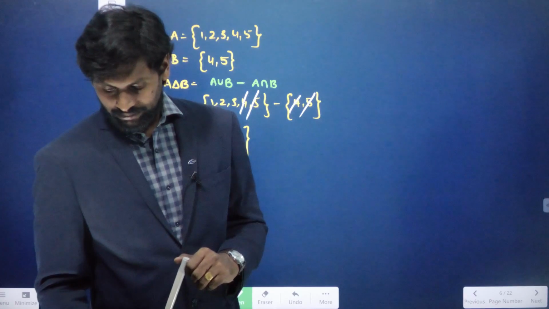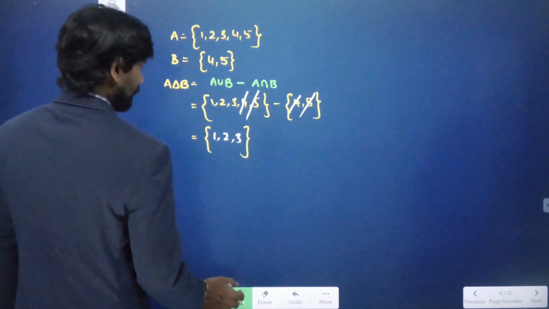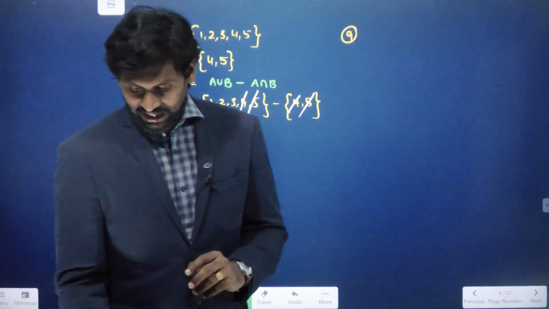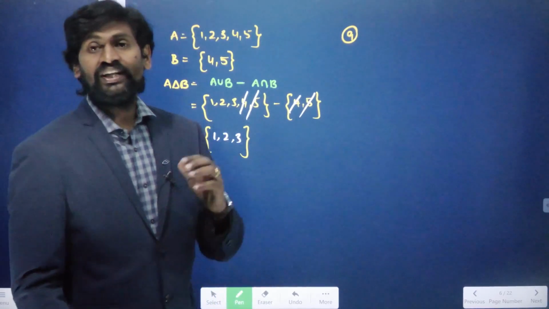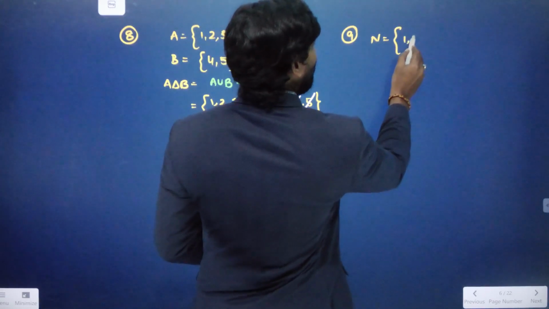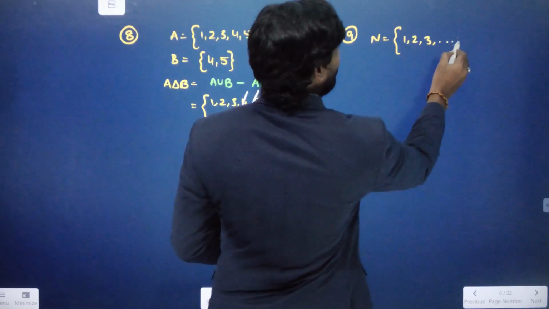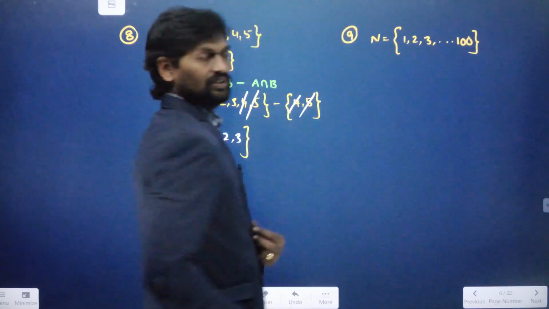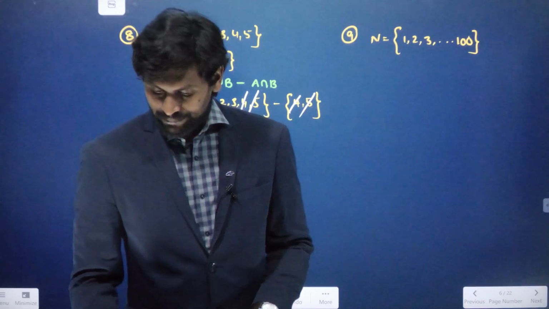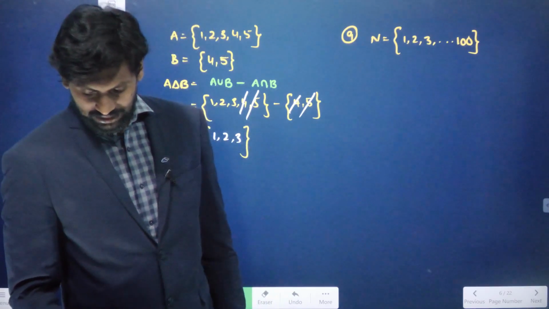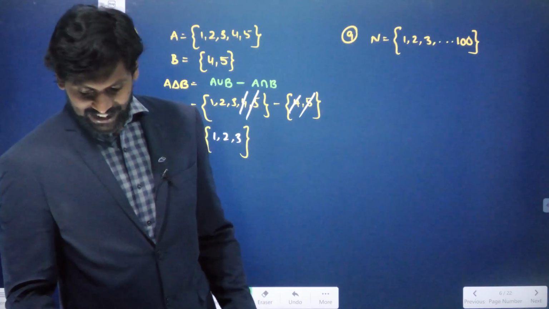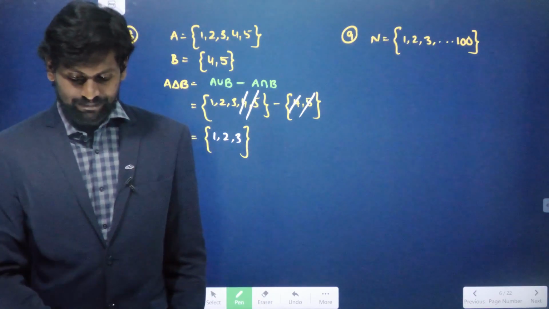That is problem number 9. The 9th question is: given N equals {1, 2, 3 and so on up to 100}. N is the set of numbers up to 100, the first 100 natural numbers. Then subset B of N whose elements are represented by x plus 2, where x belongs to N.